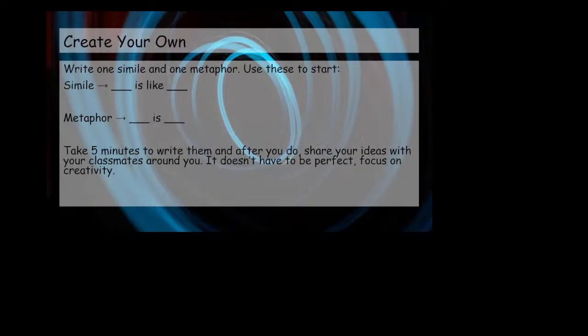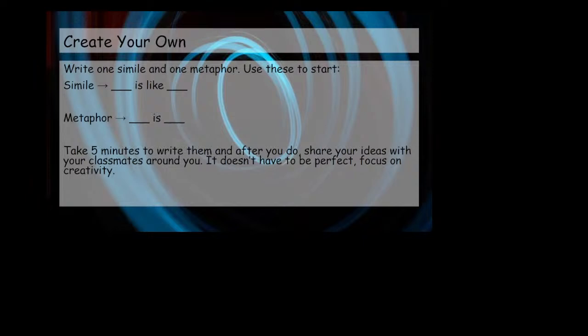Now it's time to create your own. Write one simile and one metaphor. Use these to start. A simile should have two sides. Similes and metaphors should both have two sides, except separating the two comparisons should be the phrase is like or as. For metaphors, it should be compared with is. Remember, a simile is saying that one thing is like another, and a metaphor is saying that one thing was another or is another directly. Take 5 minutes to write them. After you do, share your ideas with your classmates around you. It doesn't have to be perfect, focus on creativity.